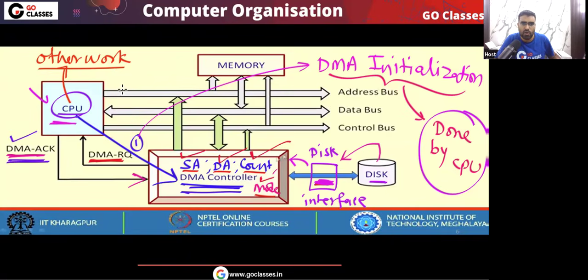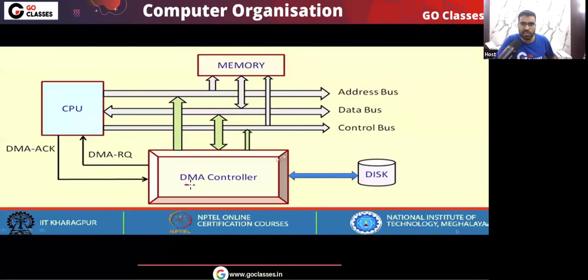Okay, is this clear? In easy terms, I can say that the CPU will give the control of the system bus to the DMA controller. Now DMA is the master of the system bus. Is this clear? Now remember, the CPU will do some other work, and DMA is the master. Now what will the DMA do? Now DMA will do the data transfer from disk to the main memory.